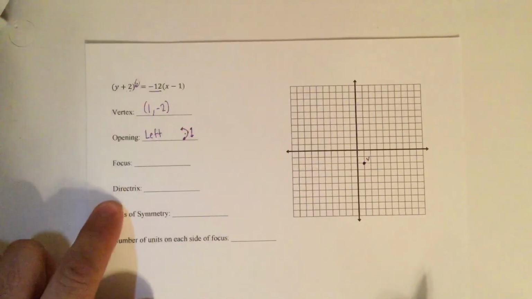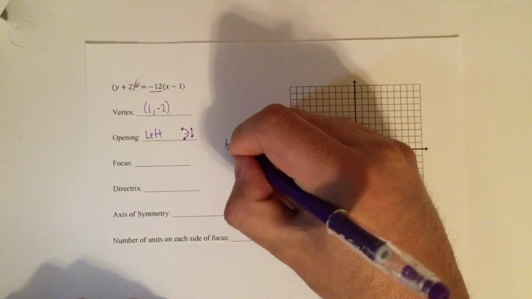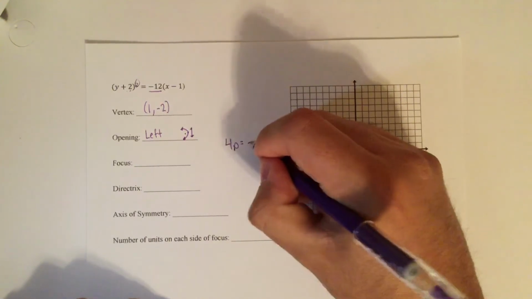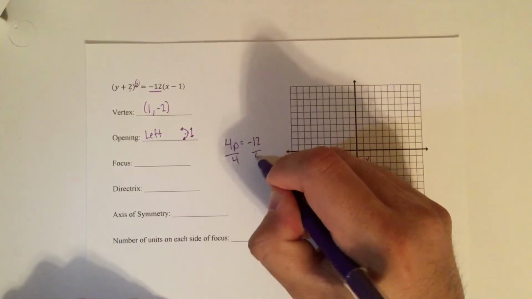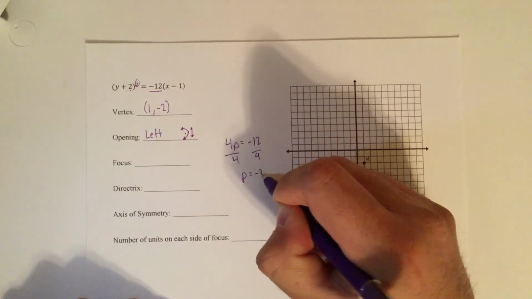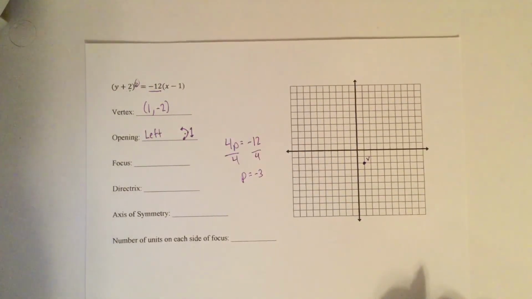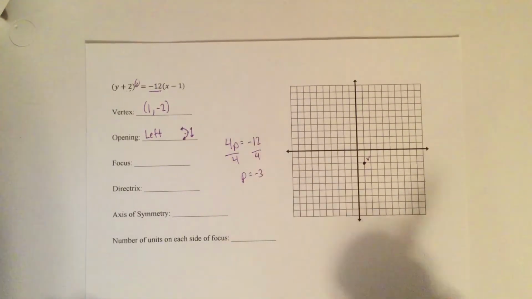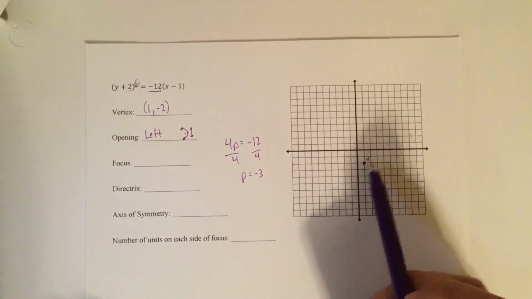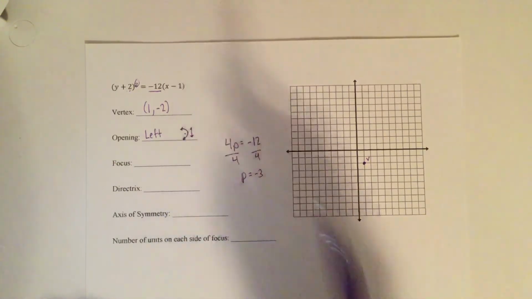For the focus and the directrix, we're going to solve for p. We divide both sides by 4, and we get that p is equal to negative 3. Now, the negative just really tells you that the graph is opening in the negative direction. So in this case, we know it's going to the left. So I don't really worry about this negative sign. I just focus on the number 3, because the 3 is the distance from the vertex to the focus and the vertex to the directrix.